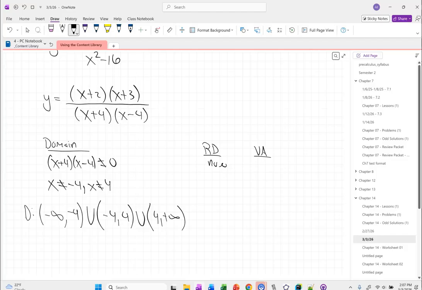What are the vertical asymptotes here? x equals negative 4, 4. Yes. All the things that aren't in the domain have to be either a vertical asymptote or a removable discontinuity. If there's no removable discontinuity, those both have to be vertical asymptotes. And notice they are equals for asymptotes and not equals as part of the domain. So far, so good?